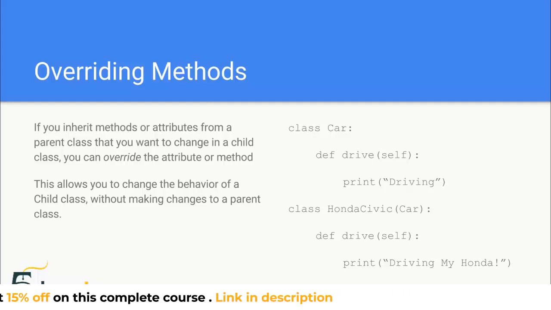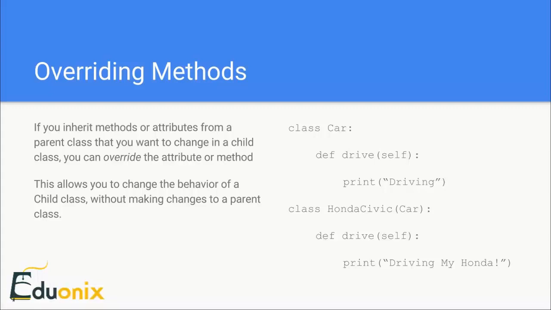And you can actually do this across chains of inheritance. It doesn't just have to be one parent class and one child class. So overriding allows you to change the behavior in a child class for something that is already defined in the parent class. So let's take a look at doing this with the car that we've started working on.